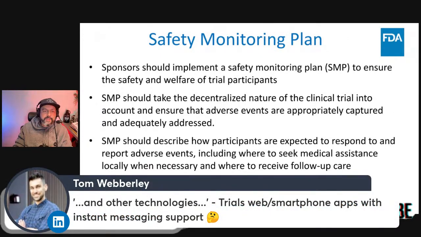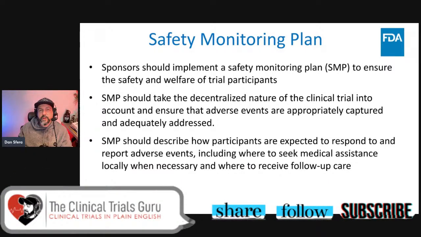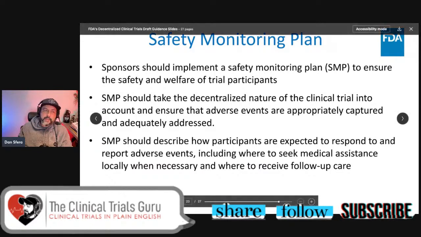Tom said, web and smartphone apps with instant messaging support. All right, I'm going to pause again.